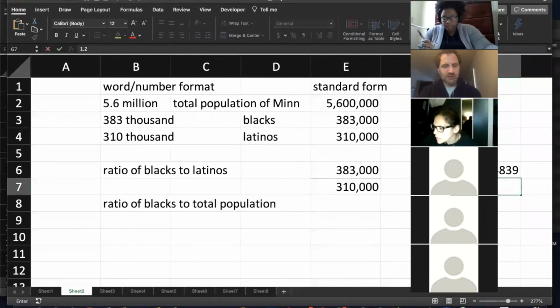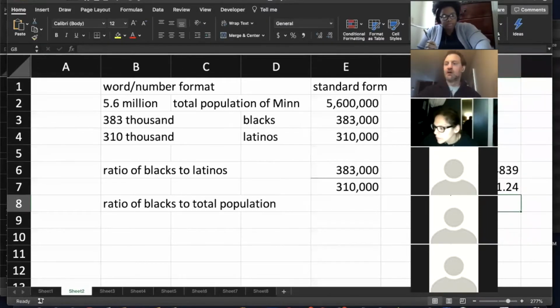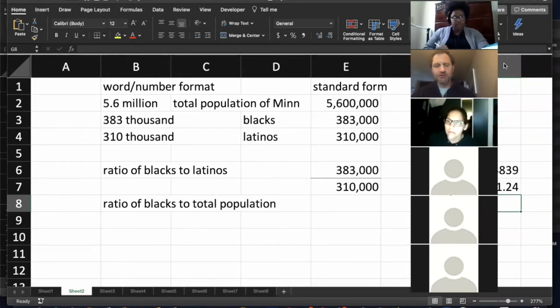1.24. Beautiful, Tamika. And just a little Zoom hint, if you're on a computer, often you can just press the space bar and it'll unmute you so you can talk, and then you let go and it puts you back on mute. Saves you from having to find the mute button. Okay.